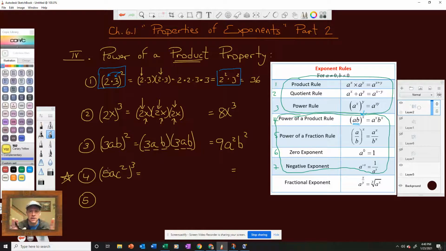So I hope you didn't write 15, because 5 plus 5 plus 5 is 15. But 5 cubed means 5 times 5 times 5. And 5 times 5 is 25. Times 5 again is 125. So this will be 125.